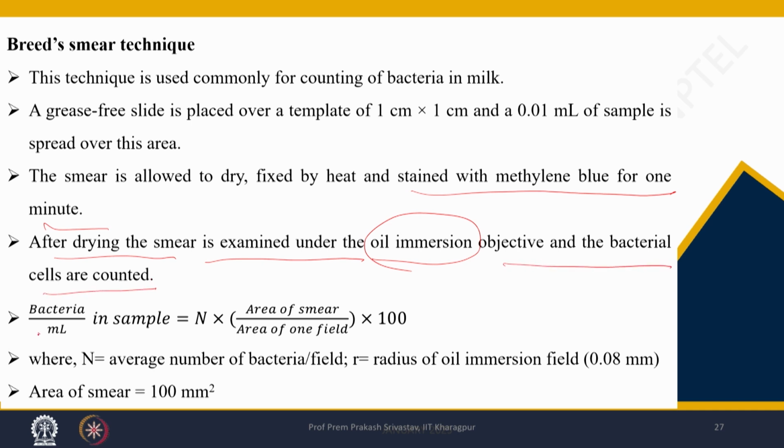So, bacteria per ml in the sample will be equal to N times area of smear divided by area of one field times 100, where N is the average number of bacteria per field, R is the radius of the oil immersion field, that is 0.08 millimeter, and the area of the smear is 100 millimeter square.